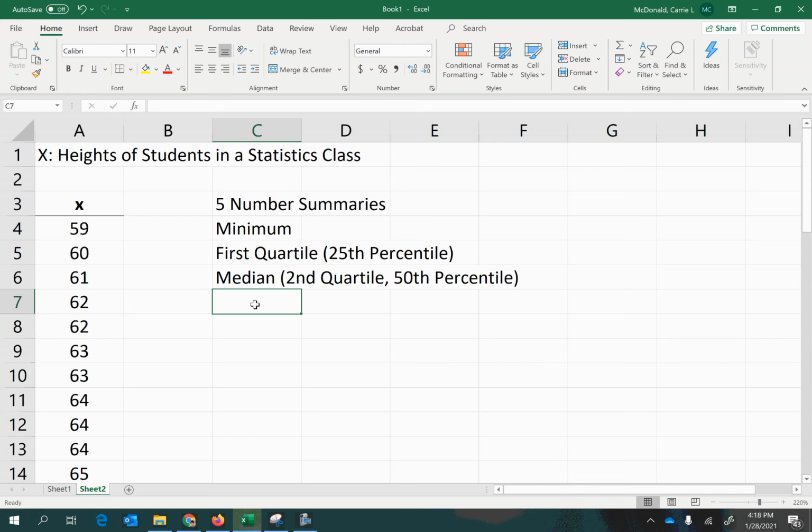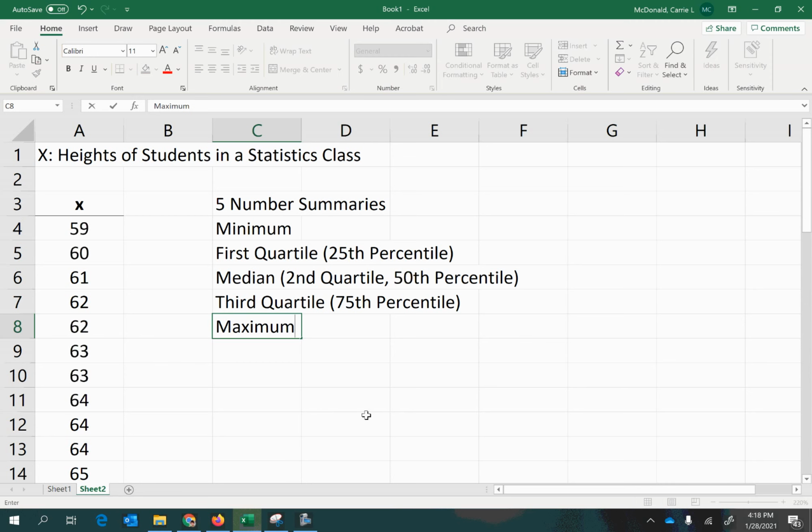And so now we have the third quartile, which is also known as the 75th percentile. 3 quarters is 75%. So the third quartile is the dividing line where 75% lie below that number and 25% of the population is above that number, or 25% of the sample, as the case may be. And then we have the maximum, which is the largest value in the data set.